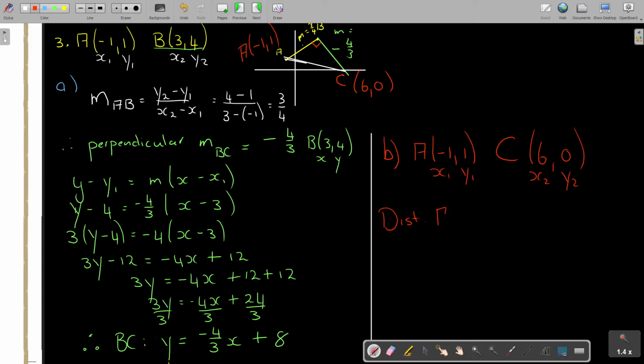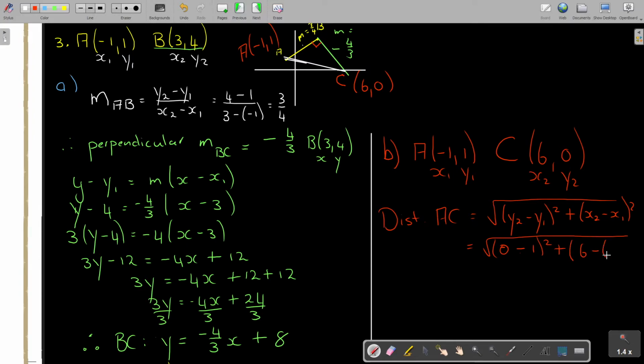Distance AC, that is Pythagoras theorem. So it's the difference in y squared plus the difference in x squared. If I substitute, it's 0 minus 1 squared plus 6 minus negative 1 squared. That is negative 1 squared, and 6 plus 1 is 7 squared. That's 1 plus 49, which is the square root of 50.